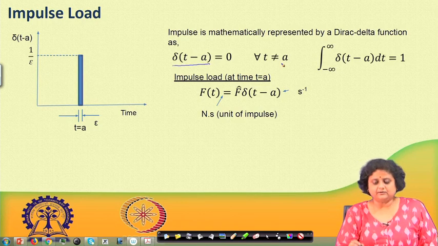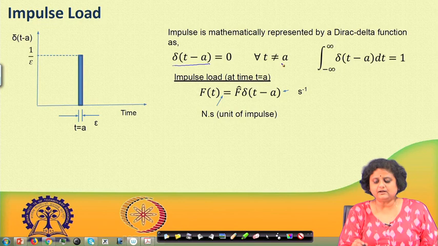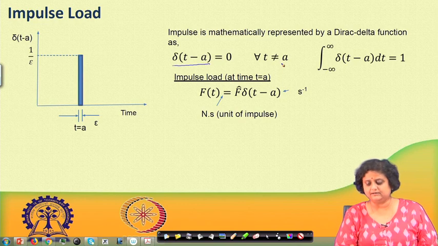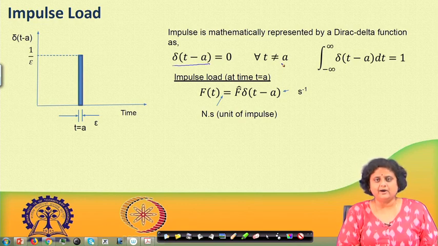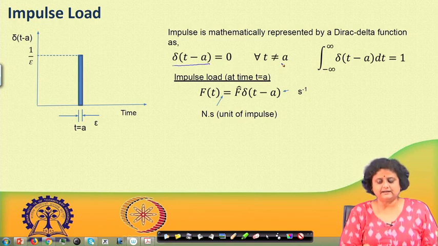The other part of the definition of the Dirac delta function is that the integral of the Dirac delta function over the entire domain, that is minus infinity to plus infinity, is equal to 1, or the area under the Dirac delta curve is equal to 1.